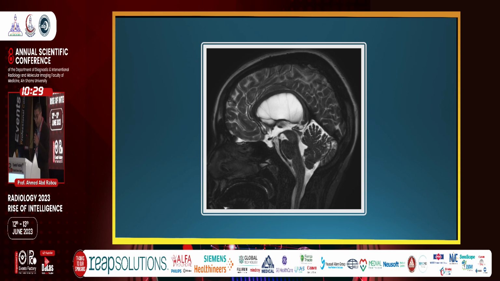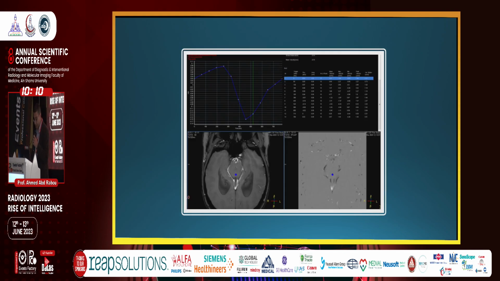And we can also qualitatively assess the CSF using what's called a mid-sagittal heavy T2-weighted image, in which we can assess the aqueduct of Sylvius, the third ventricle, the lateral ventricle, the recesses of the third ventricle, also the fourth ventricle and the subarachnoid cisterns.